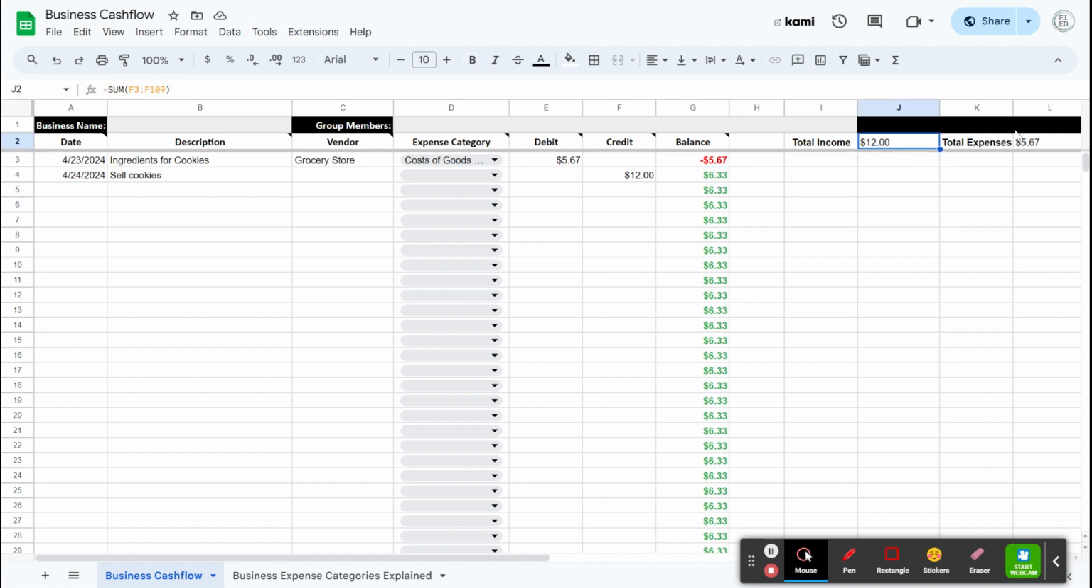We've made $12. We've spent $5.67. The running balance is technically our profit. So that's how much money that you have made above what you have spent. So red, bad means you've lost money. Green, good, you've made money.